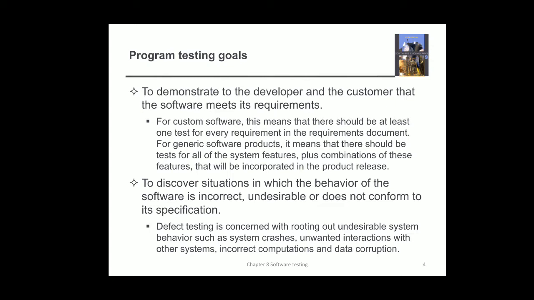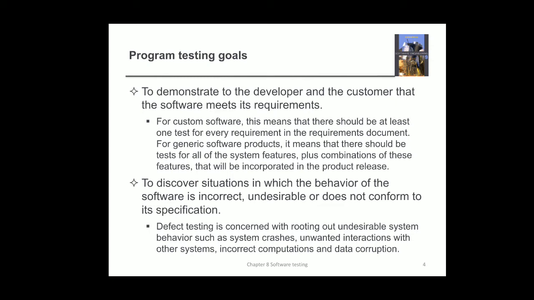For custom software, this means that there should be at least one test for every requirement in the requirements document. For each and every requirement there should be a separate test. If it is a generic software product, there should be tests for all of the system features plus combinations of these features that will be incorporated in the product release. So for each kind of software there will be a testing phase.